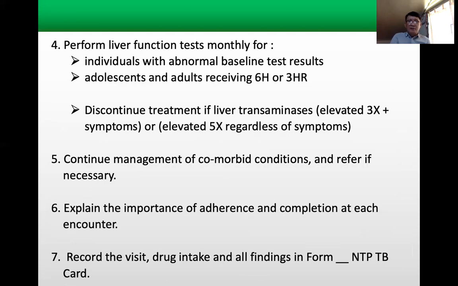Adolescents and adults receiving 6 months of isoniazid or 3 months of isoniazid and rifampicin: discontinue treatment if liver transaminases, as already mentioned, are elevated 3 times plus symptoms, or elevated 5 times regardless of symptoms. Continue to manage comorbid conditions and refer if necessary. Explain the importance of adherence and completion at each encounter. Record the visit, drug intake, and all findings in the NTP TB card.